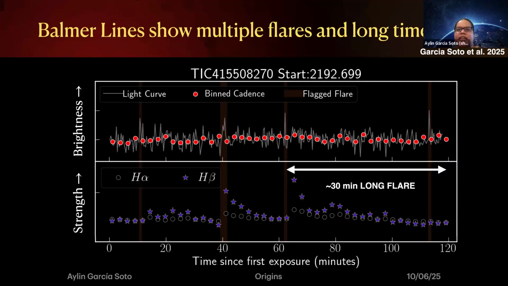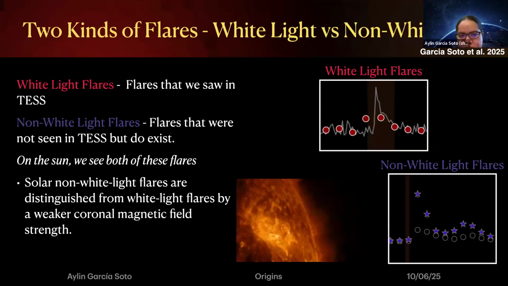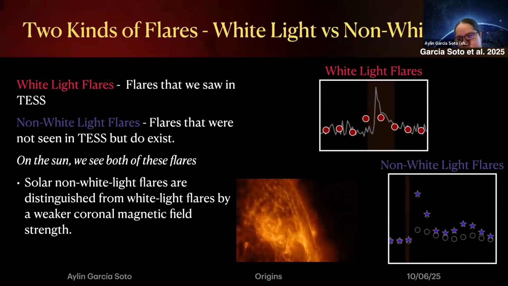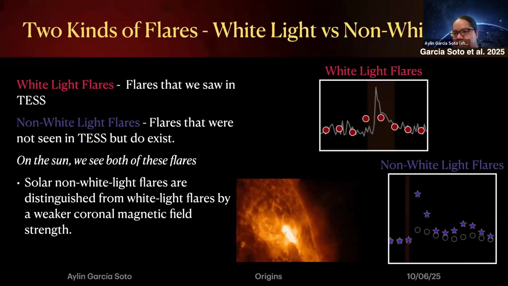So essentially, we're seeing two different kinds of flares. We're seeing white light flares, so that's the ones we saw in TESS, and we're seeing non-white light flares, and that's the ones that we don't see in TESS, but they do exist. We see these both in the sun. The difference between the two seems to be that there's a weaker magnetic field. So right now I'm showing you how just by looking at H alpha and having photometry with it, you're already getting some information about the magnetic fields. So those were two different stars and they had different kinds of flares.